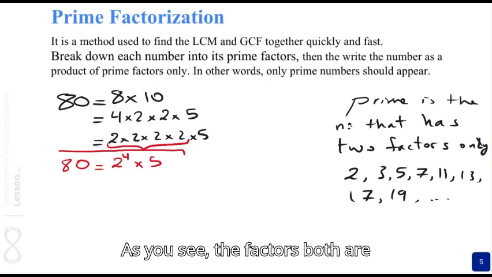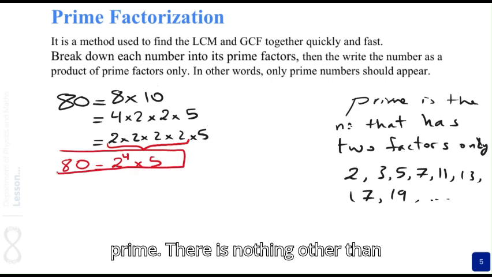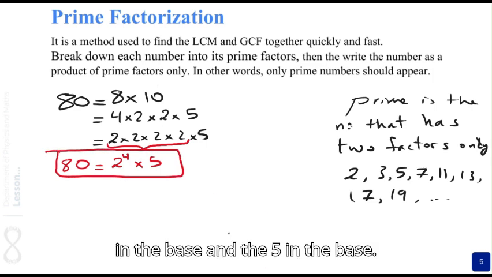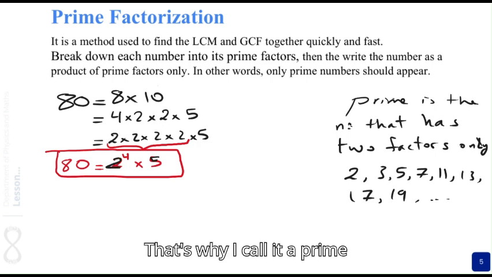As you see, the factors both are prime. There is nothing other than the 2 in the base and the 5 in the base. That's why I call it a prime factorization. Now, let us take another example.